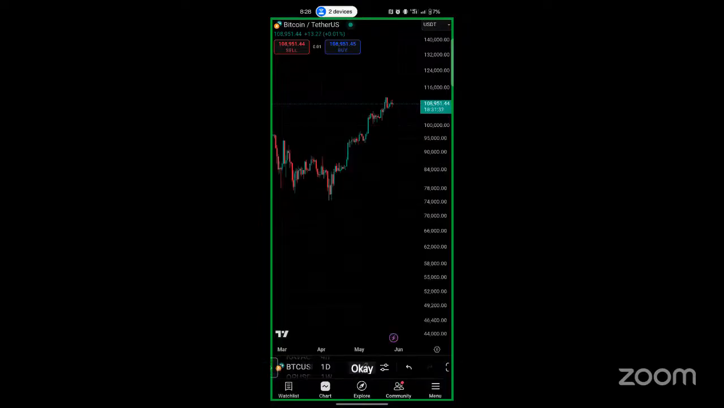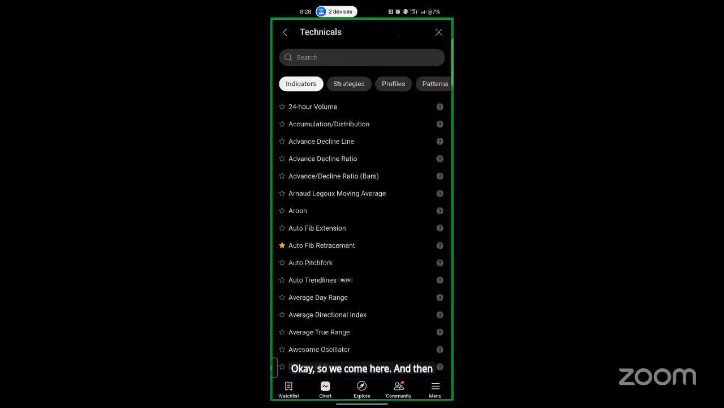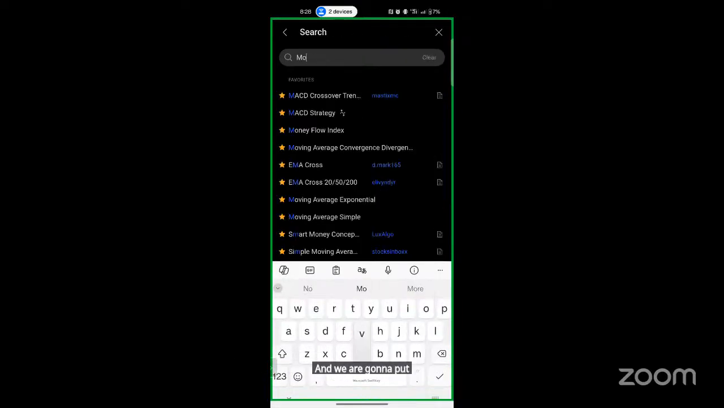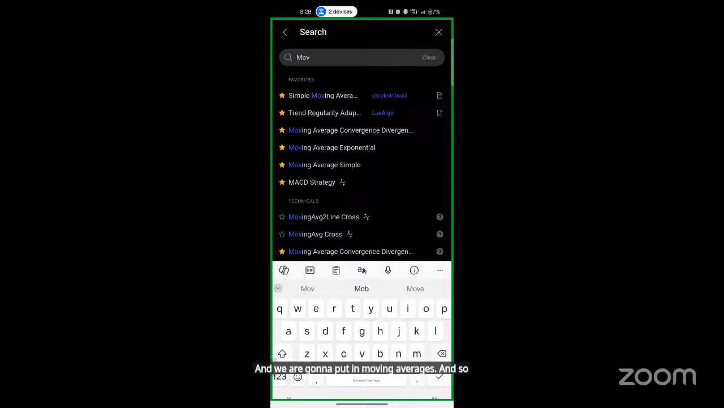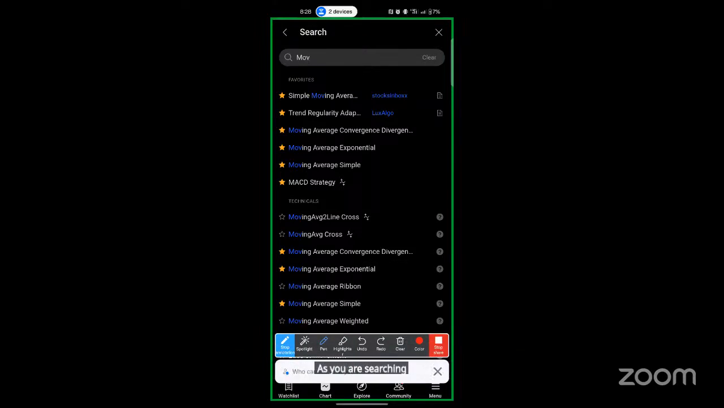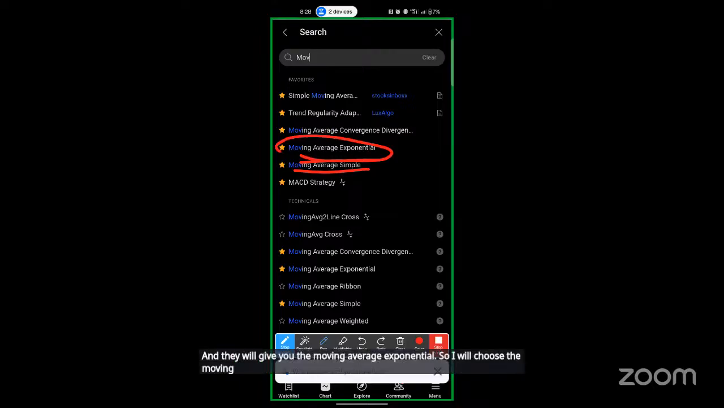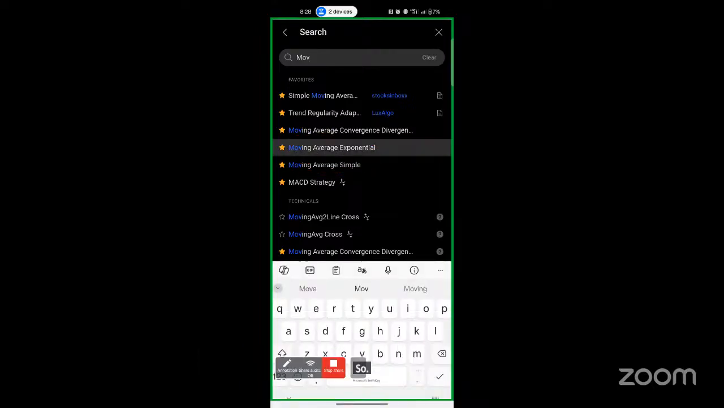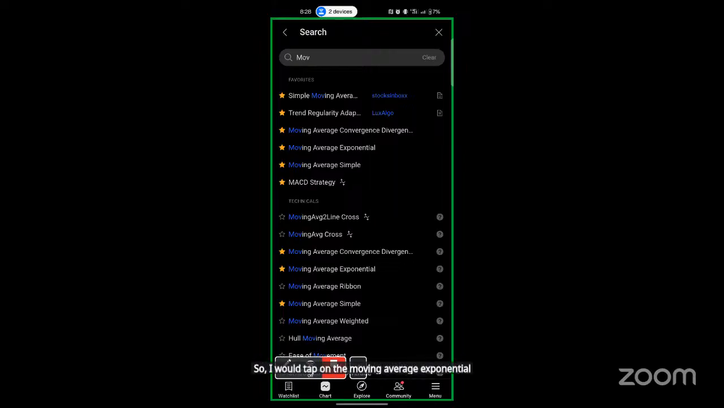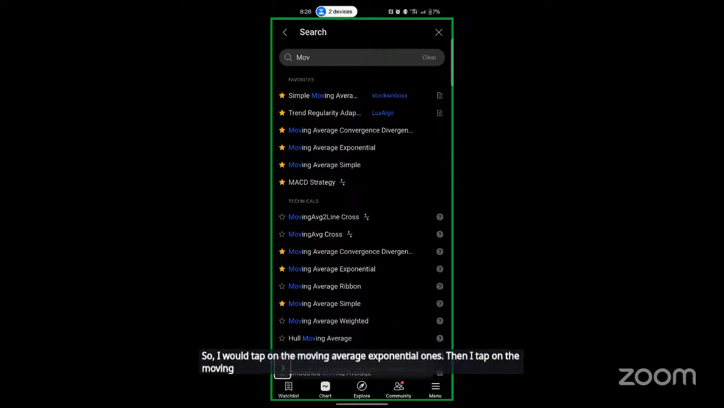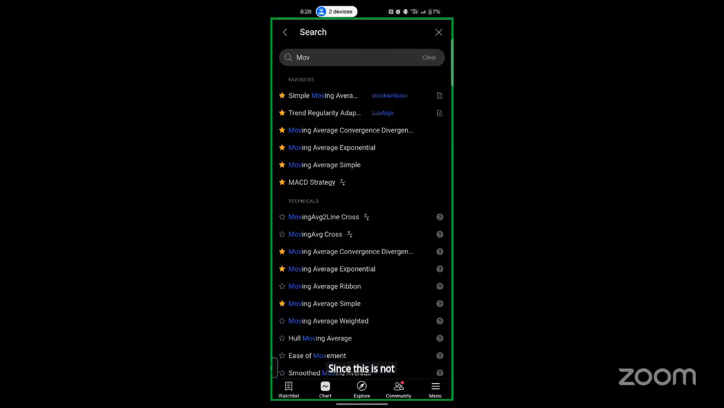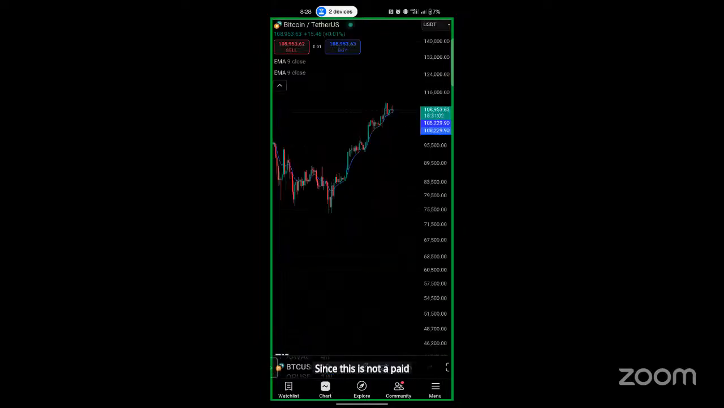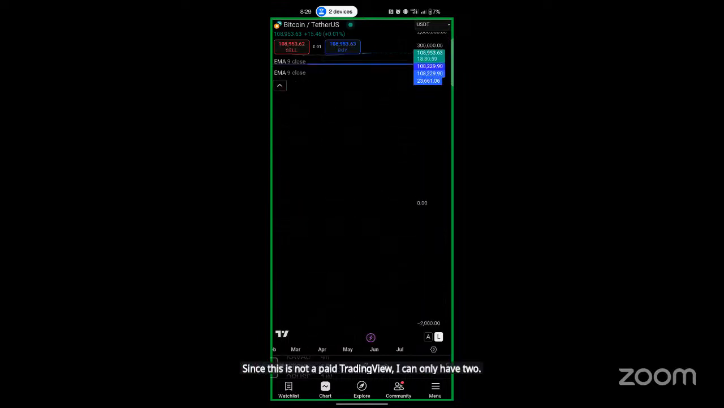Okay, so we come here and then we come on technical and we are going to put in moving averages. When you search for the indicator, they will give you the moving average simple and the moving average exponential. So I will choose the moving average exponential. I will tap on it once, then I tap on it twice. Since this is not a paid TradingView, I can only have two in my chart.